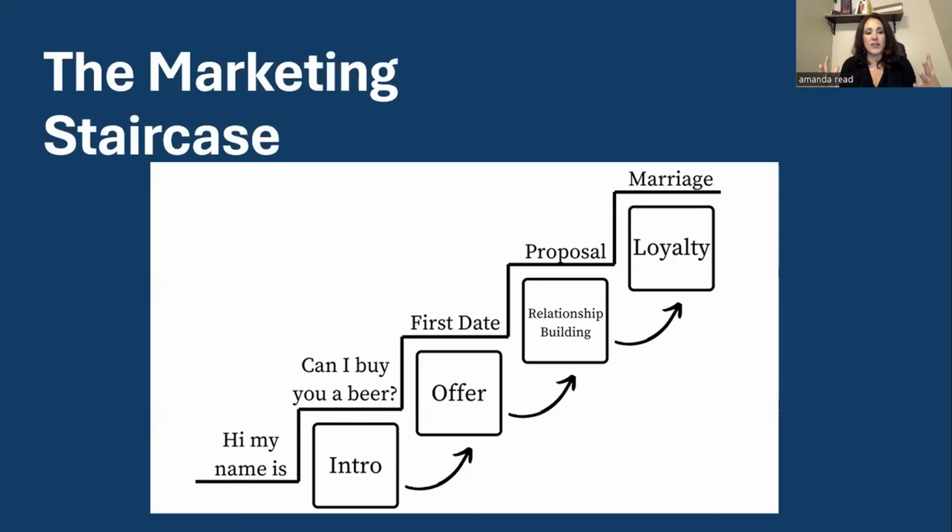As we talked about in the marketing staircase in the original trainings, what I want you to remember is you wouldn't walk into a bar, see somebody you find attractive and say, hey, will you marry me, right? They're probably going to say no. And if they say yes, it's probably not going to be the greatest relationship. Instead, what we do is we say, hey, can I buy you a drink? Can I buy you a beer?